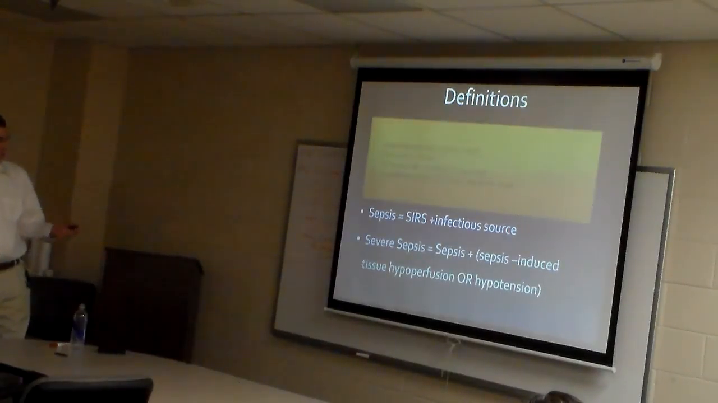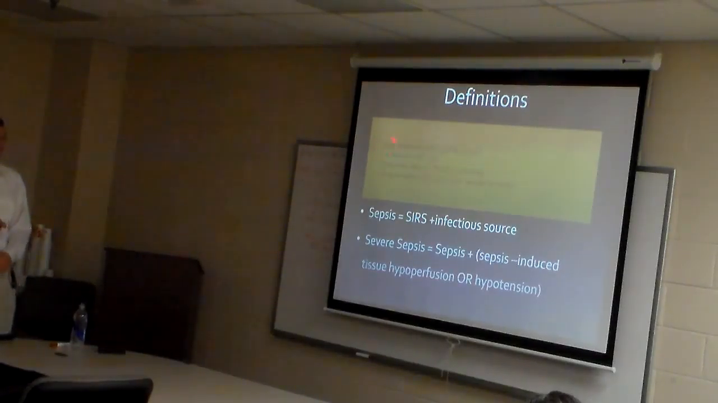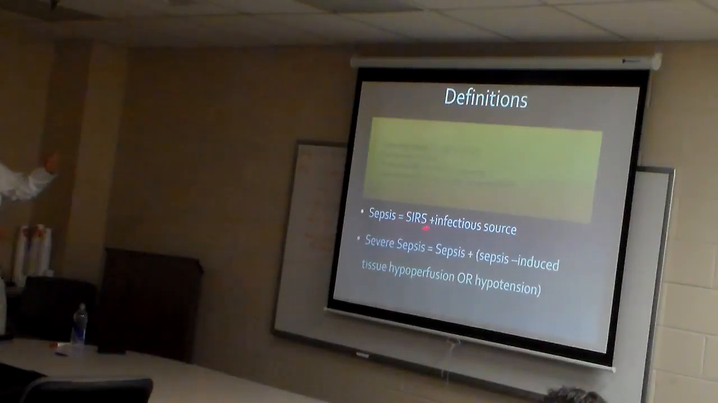Exactly. So three of these are what you get before you get any labs. These are just vitals. So, hyper- or hypothermic, tachycardic, tachypneic, and then either leukopenic or having a leukocytosis or the bandemia clause. So that's SIRS. Sepsis equals SIRS plus you think they have an infection. And severe sepsis equals sepsis plus sepsis-induced tissue hypoperfusion or hypotension.